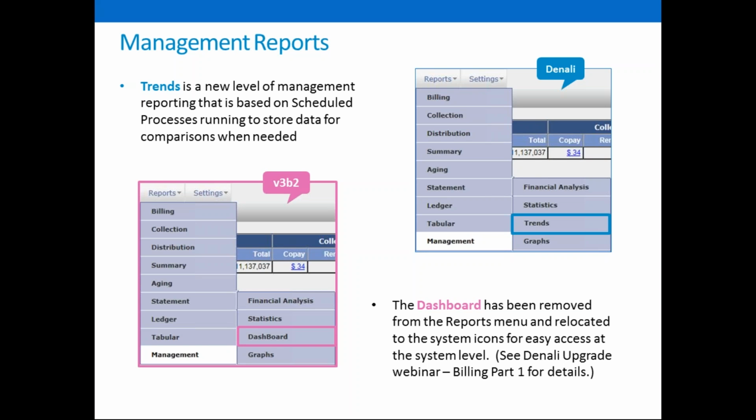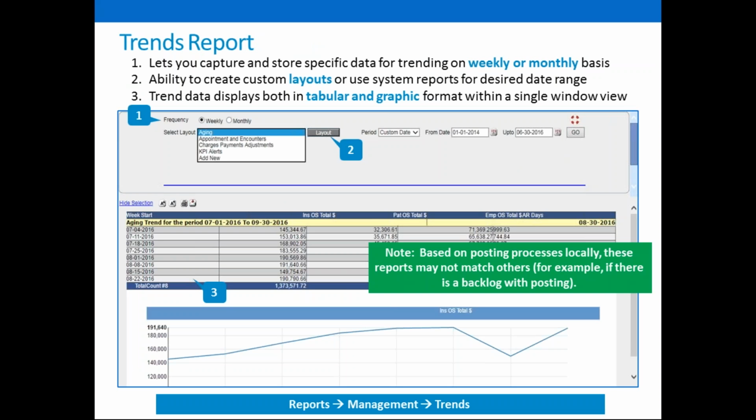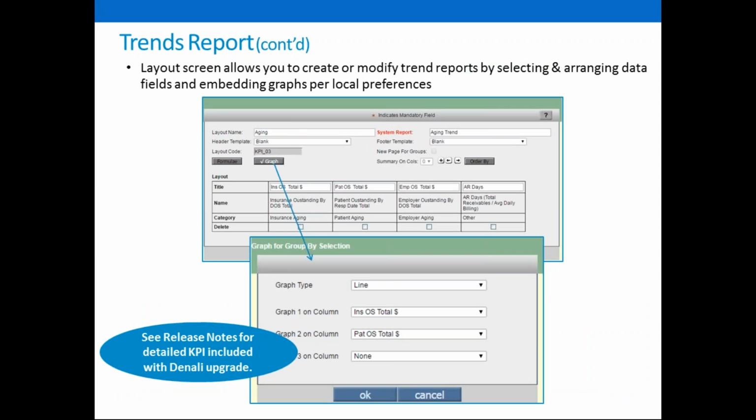Trending is a new level of management reports that's based on scheduled processes that automatically run in the background for the sake of you getting data sets to compare for trending purposes. And it creates both a tabular format with data as well as graphical in your output. So regardless of if you want the data or the visual, you get both. You do have the ability of creating custom layouts if you so desire, but the system's going to come preloaded with a couple of standard trends at an aging level, at a build level, and so on.